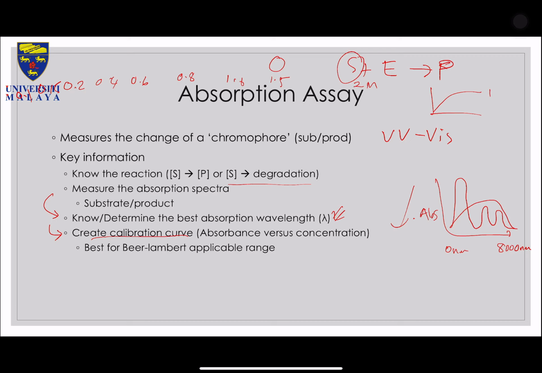That one is formation of a product, so for substrate you might see something like that. And then from there you can actually calculate using some equations. You can use the Michaelis-Menten equation, for example.